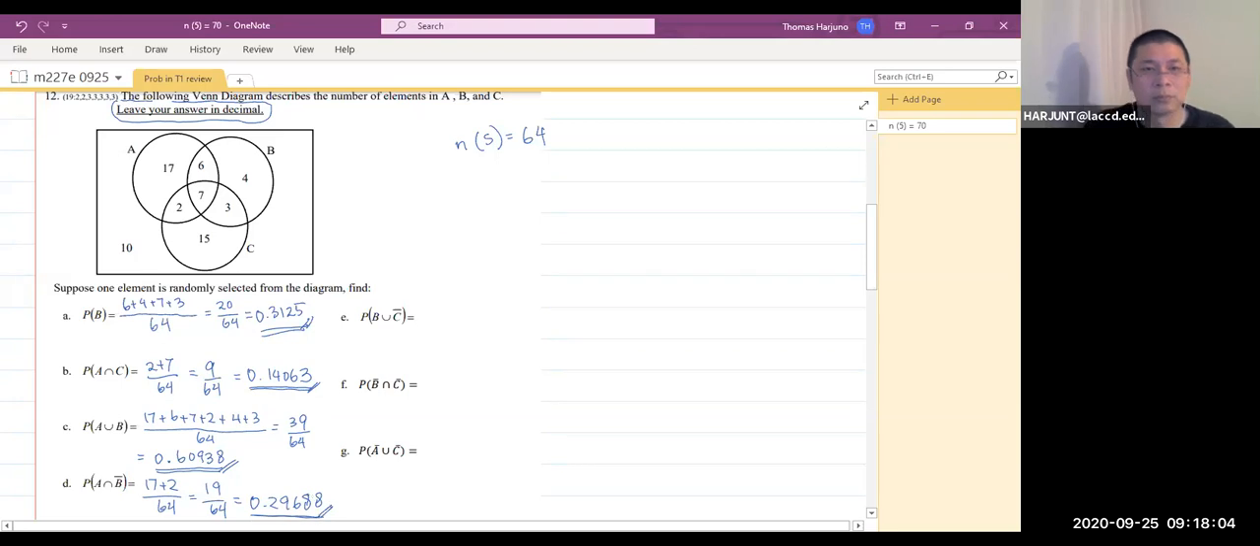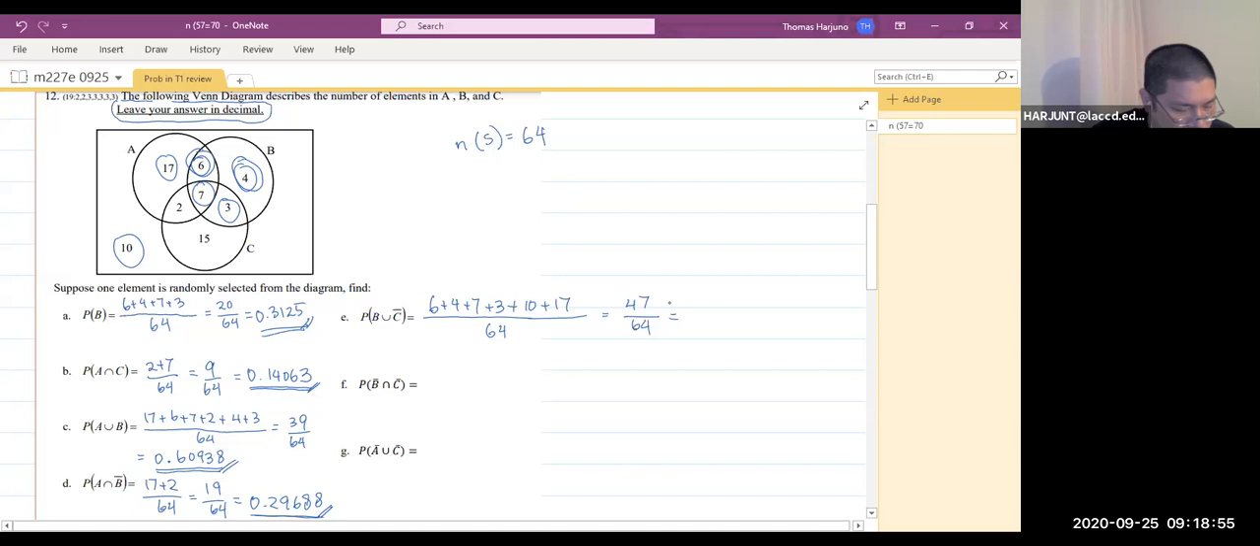Now, how about B union not C? It's a union, so once it satisfies one of the requirements, you can count it in. This is the one in B and the one outside of C. These are the ones outside of C. Remember it's an OR, so once you circle it at least once, you count it in. So I get the ones in B, 6 plus 4 plus 7 plus 3, plus the ones not in C, which are 10 and 17, over 64. That is 10, 20, 30, 47 over 64.